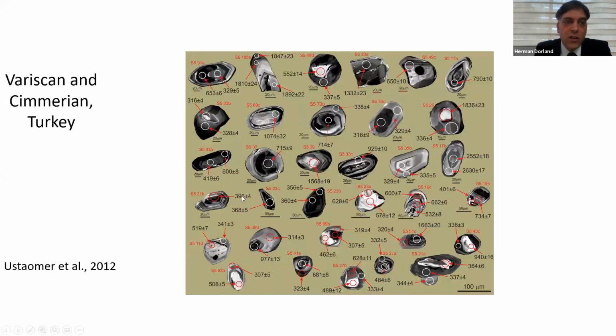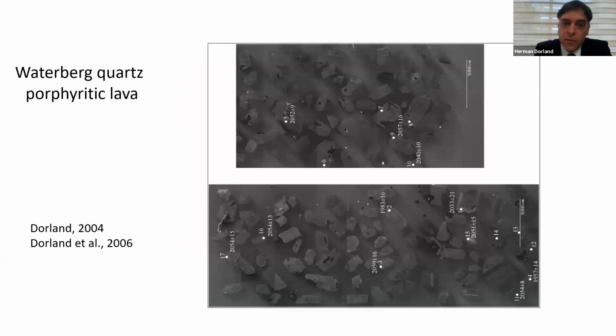Just an anomaly example from Turkey. If you look at this zircon, it's got a core age of 2552 and a rim age of 2630. So it's 100 million years difference between the core and the rim, with the core being 100 million years younger. Just another type of discrepancy.